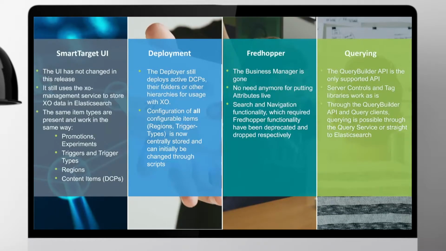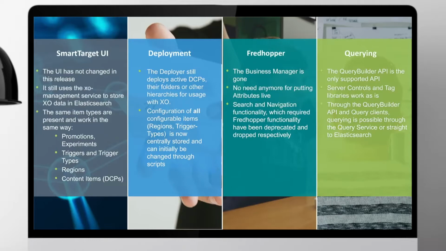And if we look at the querying side of things, we basically made the decision, which was already made earlier, I think, that the Query Builder API is the only supported official API. It may be that you've found some APIs to basically query Fredhopper with, but in this release we won't support it anymore. But we'll obviously help you to rewrite your queries, if you need it, to use the official APIs. The server controls and the tag libraries should work as is. So basically, if you have those, then you don't need to change anything there.